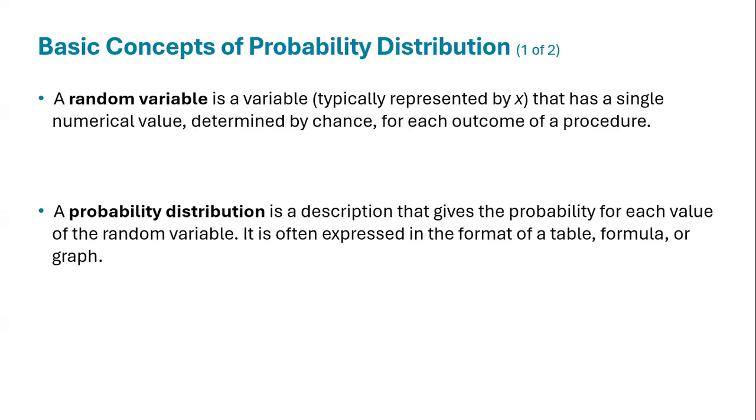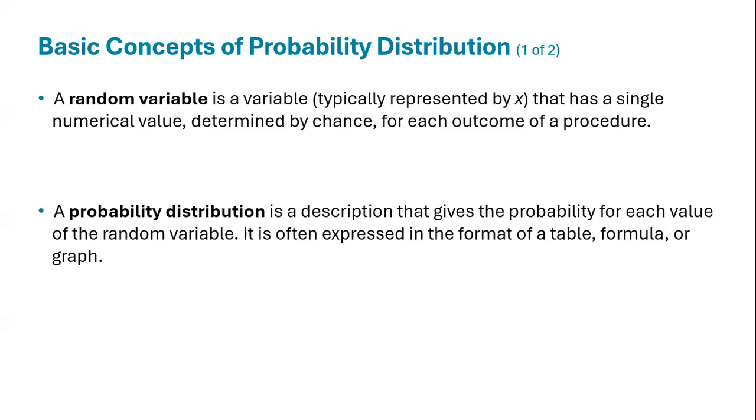So in any probability distribution, we need a random variable. A random variable, which we typically show by the letter X, is a single numerical value determined by chance. Something important in this sentence is that a random variable is a numerical value. That means it must be represented only by numbers.